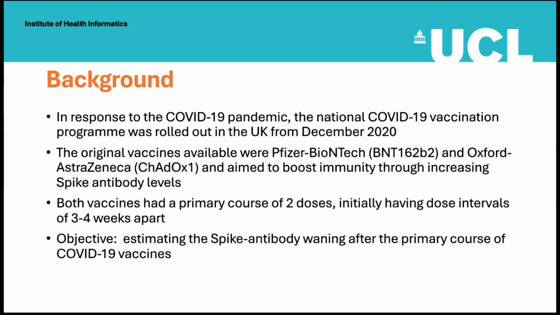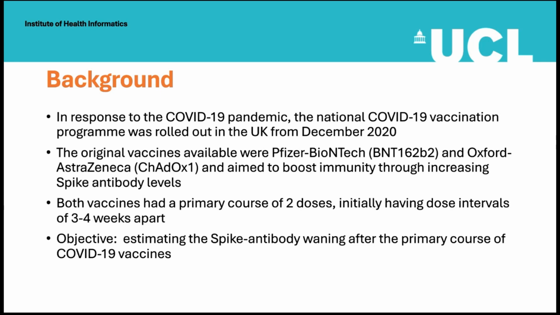Both vaccines also had an initial primary course, so that's your main course of vaccination, that comprised 2 doses. Within the trials of the vaccine, these doses were given 3 to 4 weeks apart. But in practice, during the COVID rollout, these were given further apart in order to try and maximize the efficiency of the vaccine program and stimulate the immune system.